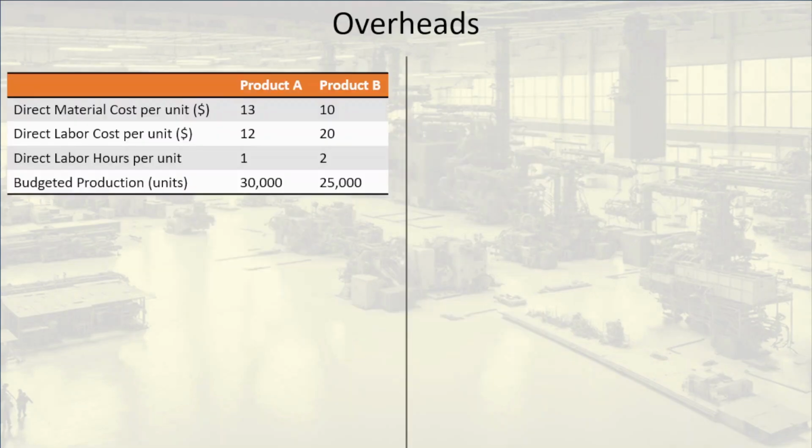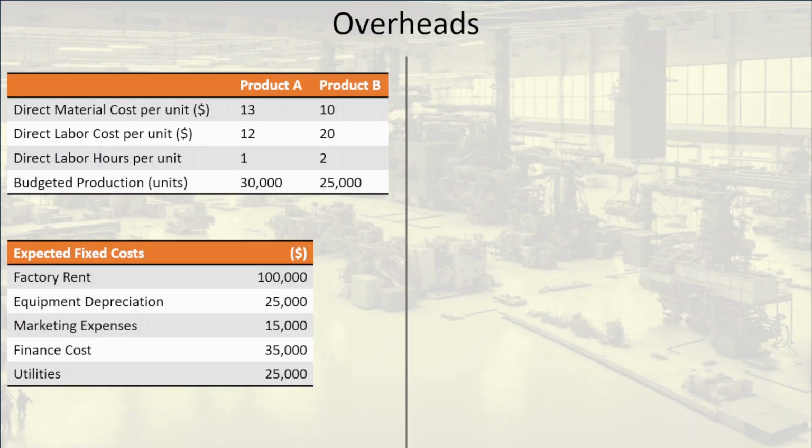So here in our exercise, we have a company that produces two products, product A and product B. We have some cost data about these products like direct material cost, direct labor cost, direct labor hours per unit because production is supposed to be labor intensive, as well as the expected production in units. Here we are also given the expected fixed cost of the company like factory rent, equipment depreciation, marketing expenses, finance cost and utilities. And the first question is to estimate the production overhead per unit.